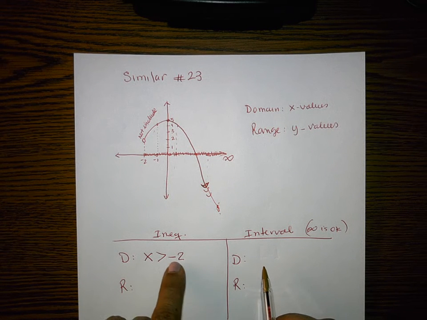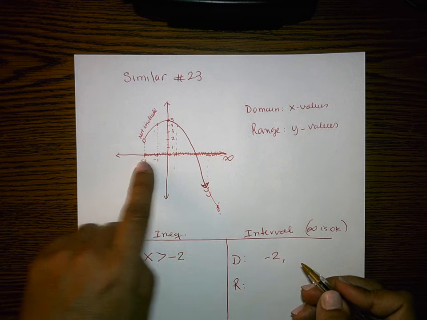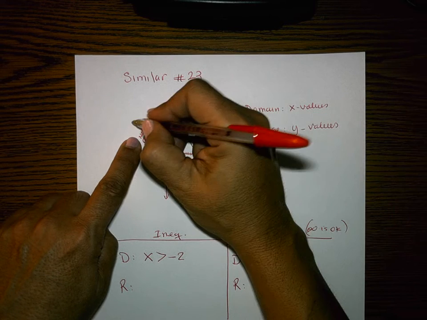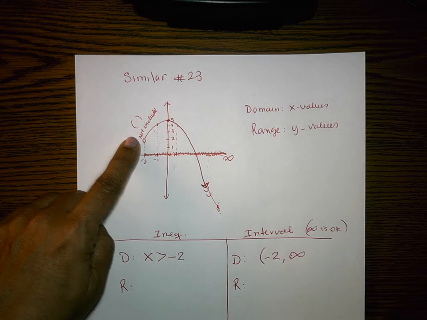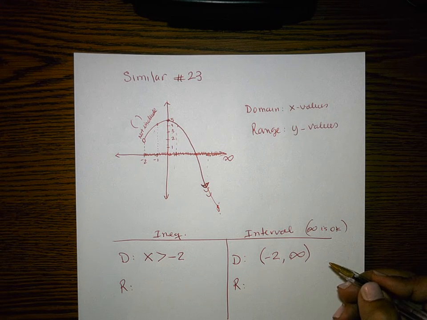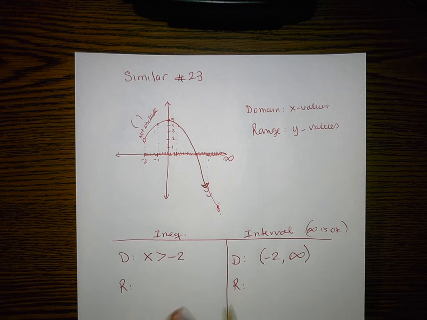How do I say that in interval notation? The lowest value is -2, and I'm heading toward positive infinity. I don't include -2, that means a parenthesis, so I'll put a parenthesis here. And infinity never gets a bracket, always a parenthesis. You cannot put a bracket to stop a high number. You can always go forever, okay?